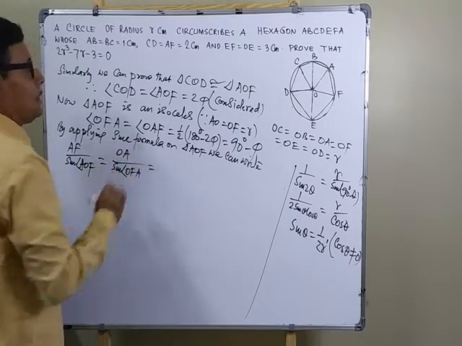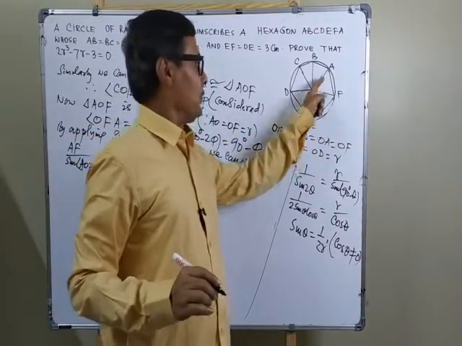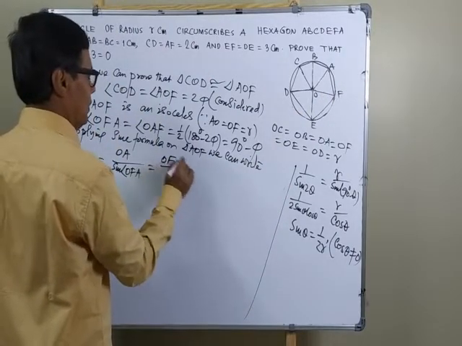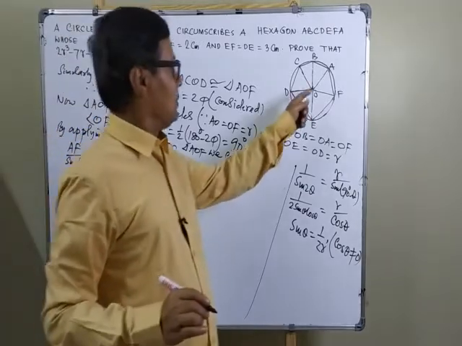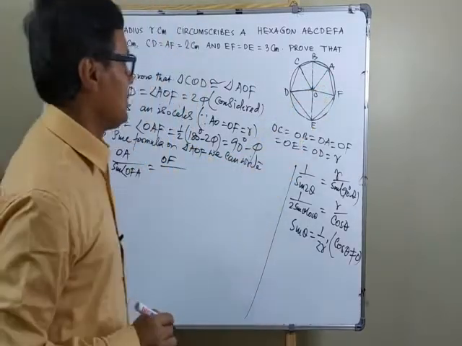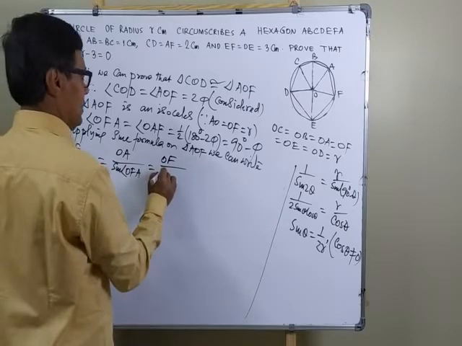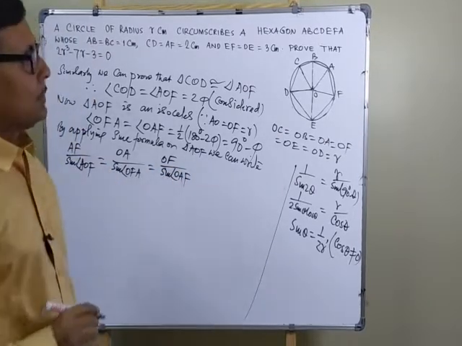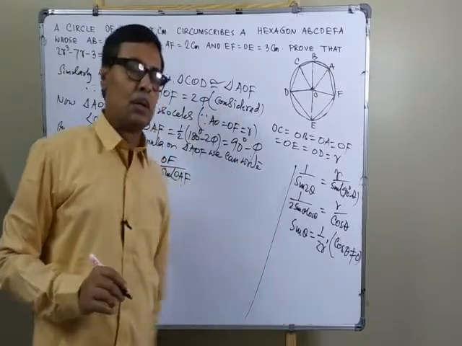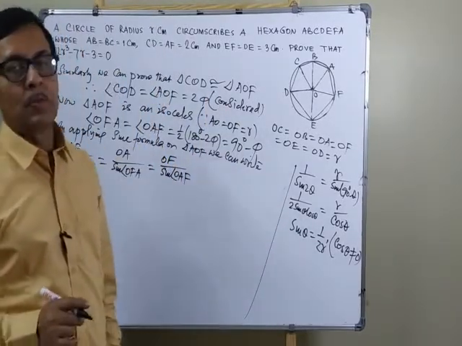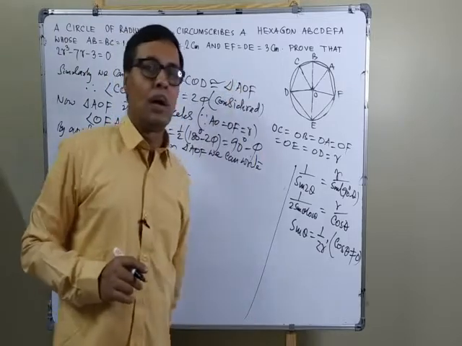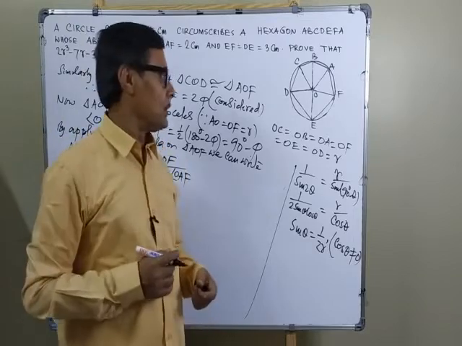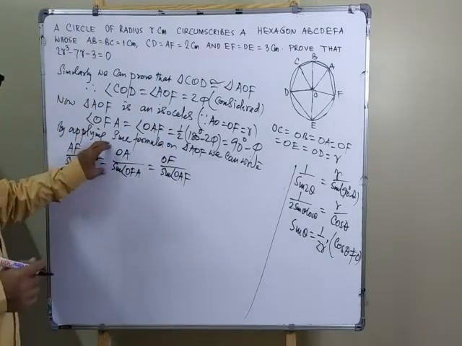Sine OFA is equal to side OF over the sine of its opposite angle, which is OAF. This is the sine formula. The sine formula is that the three sides of any triangle are proportional to the sines of their opposite angles. So this is the sine formula.